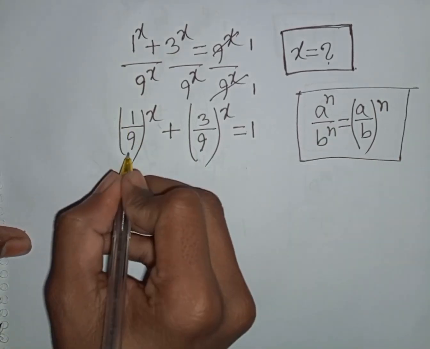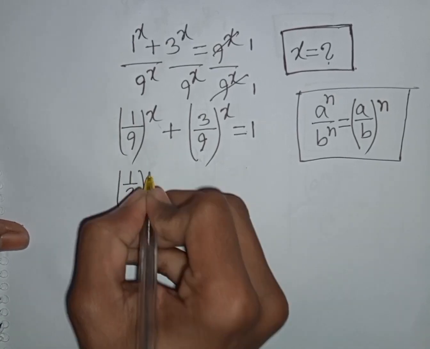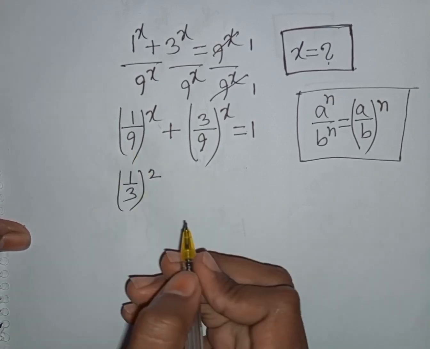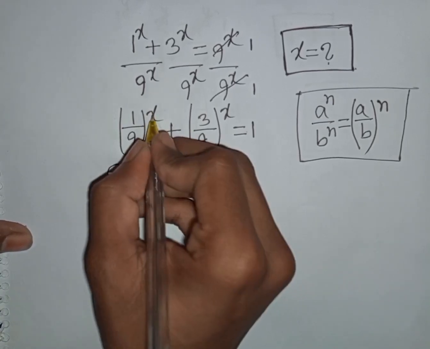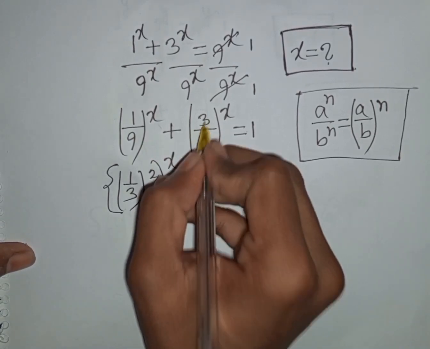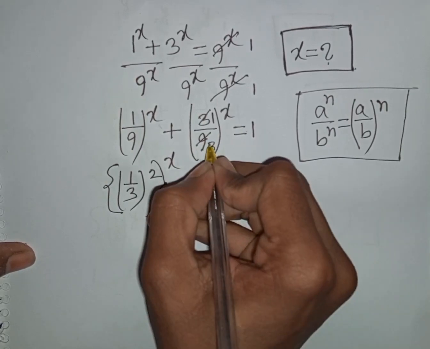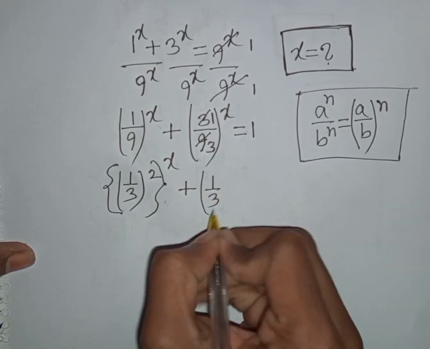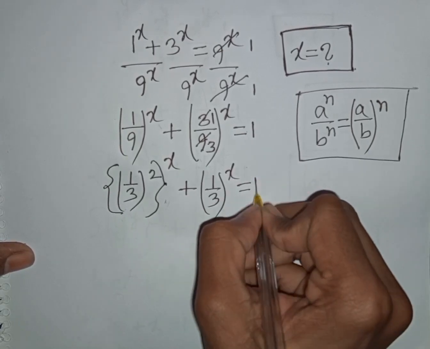Now 1/9 can be written as (1/3)^2, since 1 squared is 1 and 3 squared is 9. Then the first bracket can be written as the second bracket, with power of x, plus here 3 divided by 3 will be 1, and 9 divided by 3 will be 3. So we have (1/3)^x is equal to 1.